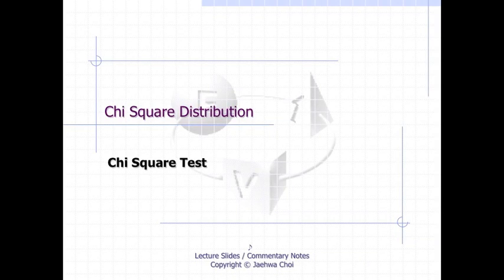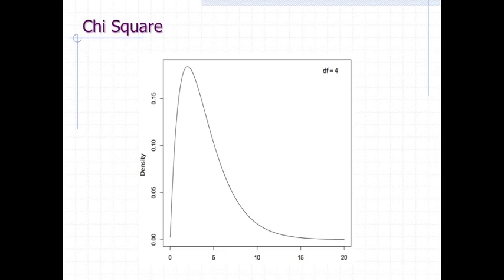Chi-square distribution. The chi-square distribution has many applications in statistics. We begin with a definition of the distribution itself. In later sections, we will see some of these applications.